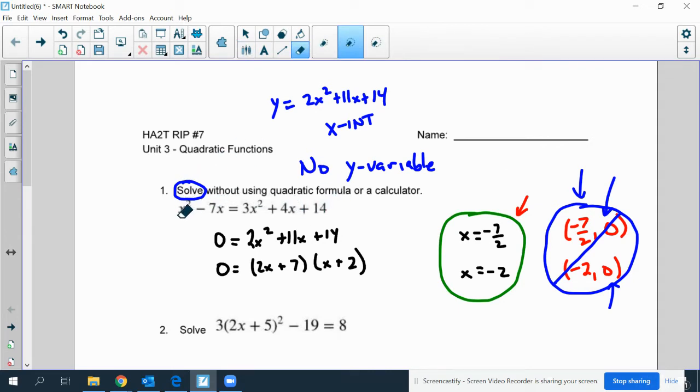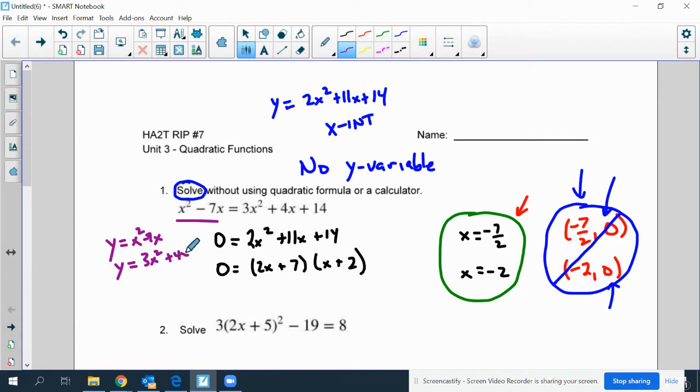Also notice, just as you look through here, there are no y's. So just be aware of that. What if these were y? I guess another way to put it is if I was finding the intersections of x squared minus 7x and 3x squared plus 4x plus 14, we would get x is -7/2 and x equals -2, but the y values would be different. They wouldn't be zeros.